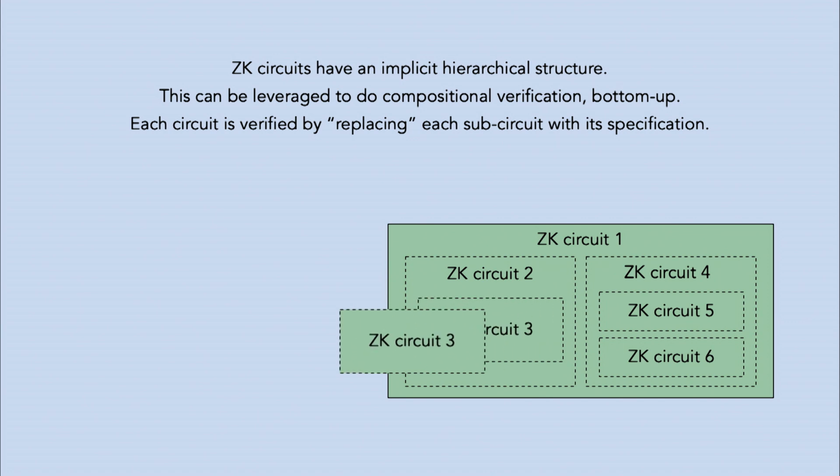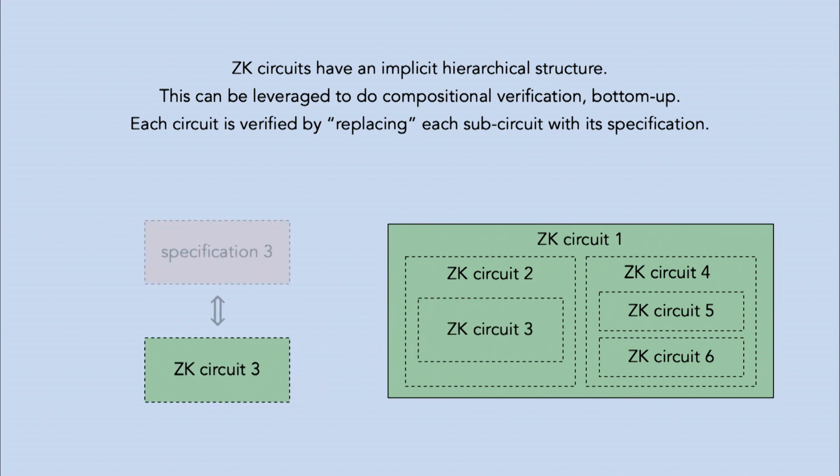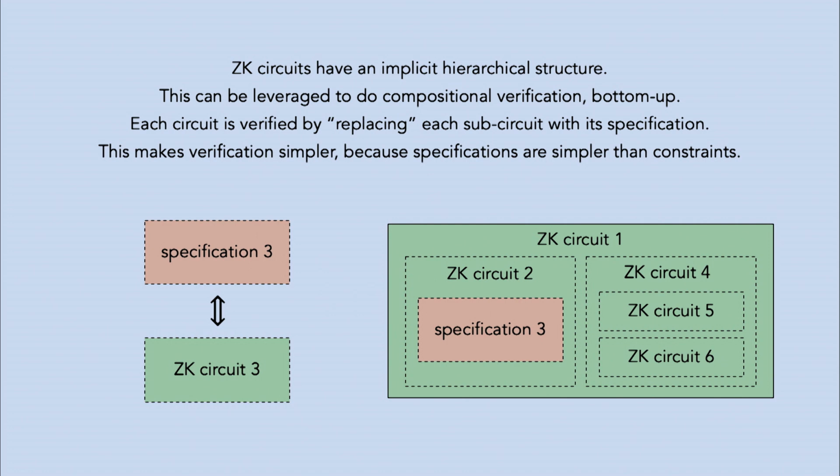So, for example, let's take circuit 3. We verify it is equivalent to specification 3, and now, to verify circuit 2, we can forget about circuit 3 and use specification 3. Why? Because it's simpler. It's a way to manage the complexity, to keep each verification simpler, because specifications are high level, constraints are low level, so it's easier to deal with specifications.